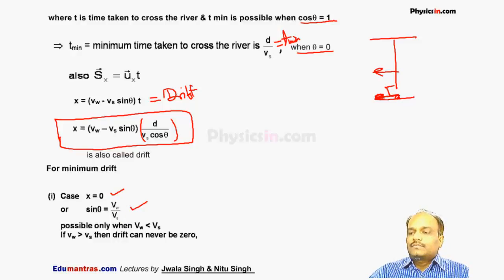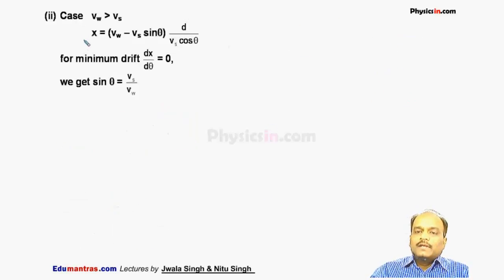Now if Vw is greater than Vs, then also he is able to cross the river, but in that case the drift can never be 0. So let's see, if Vw is greater than Vs, then I can say drift is (Vw minus Vs sin theta) into time, that is d by Vs cos theta.